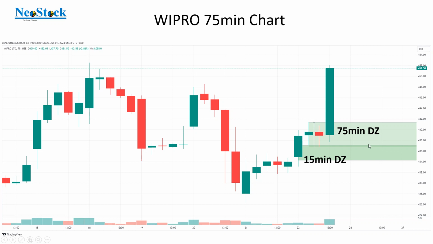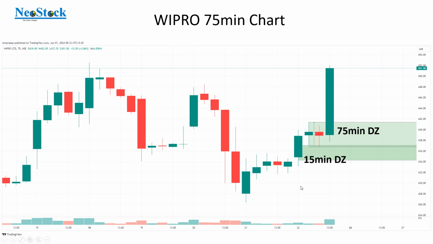In technical words we can say the 15-minute demand zone is the horizon behind this 75-minute demand zone. The horizon has a strong institutional order flow. That is the way you should understand this strategy.